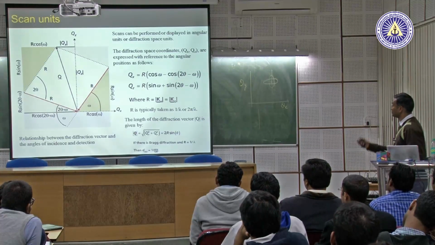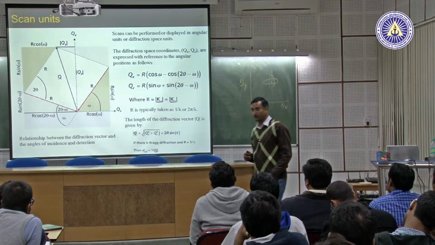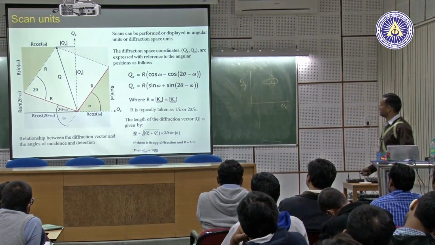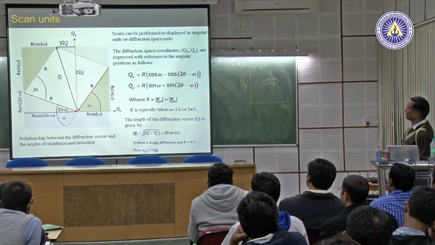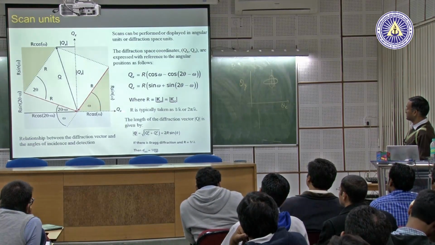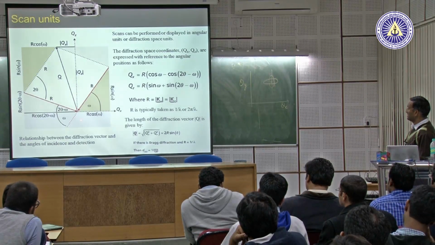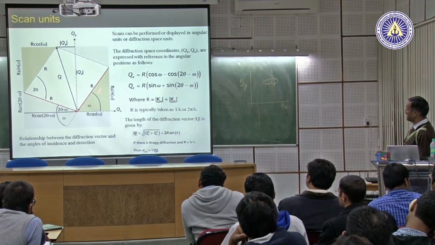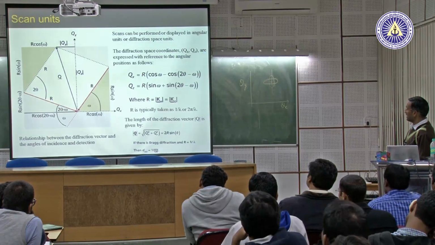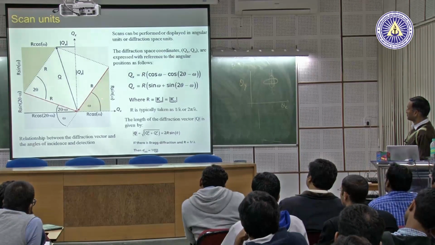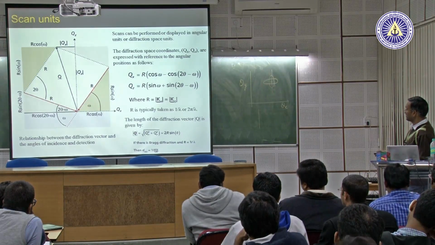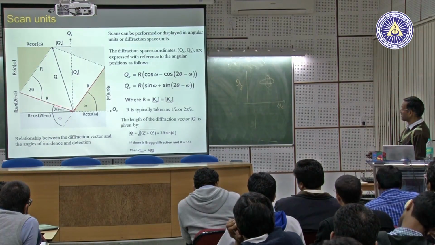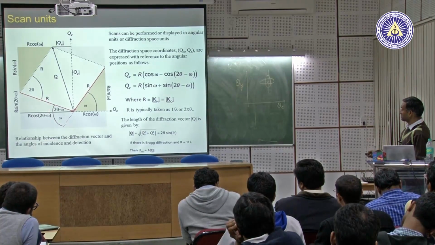So, scan units. I was talking about how you can plot the data as intensity versus 2 theta or intensity versus Q. There is a relation between these two. Let's say this is reciprocal space, with Qx and Qz axes, and this is the particular diffraction point you want to explore. This is the incoming beam, this is the diffracted beam, and this is the angle between the Qx direction and the incoming beam, which is omega, and the 2 theta is the angle between the incoming beam and the diffracted beam.